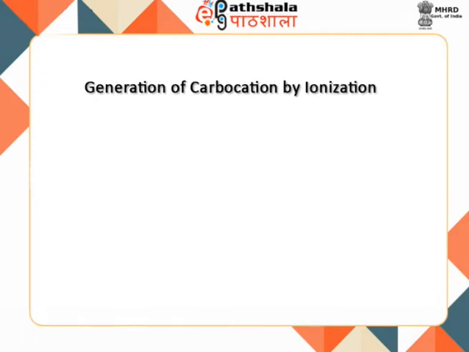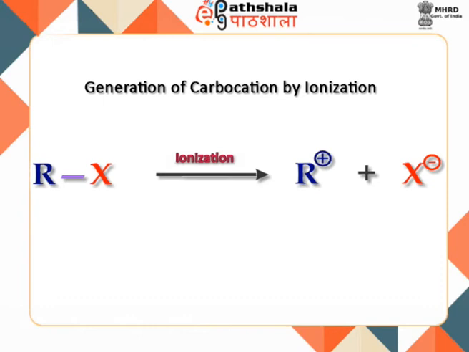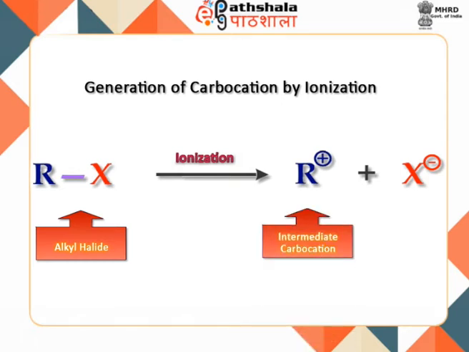During direct ionization, a leaving group attached to a carbon atom leaves with its pair of electrons, resulting in the generation of a carbocation. For example, as shown here, during solvolysis, an alkyl halide ionizes to the intermediate carbocation and the corresponding anion.